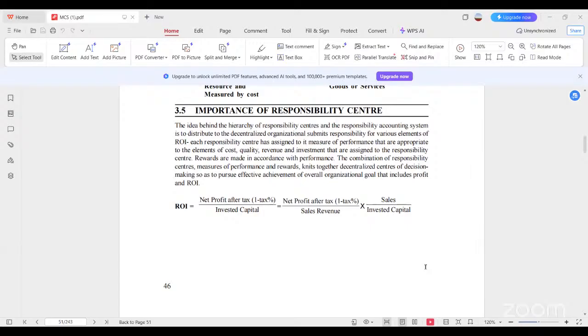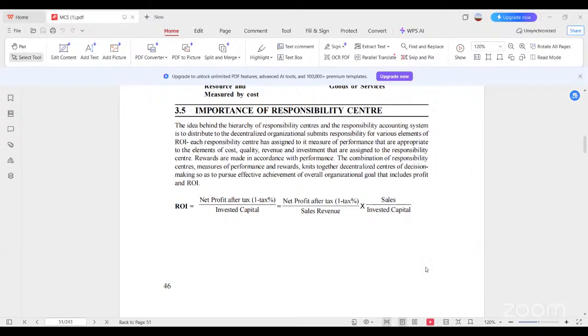Okay. And also, it will try to integrate decentralized decision making. That means we are trying to combine autonomy and accountability, because performance metrics plus rewards will ensure that independent units work toward common organization goals. Okay, so these responsibility centers are very essential for decentralized decision making, for performance measurement, accountability, and aligning individual performance with overall organizational goals. That includes your profit and your return on investment.